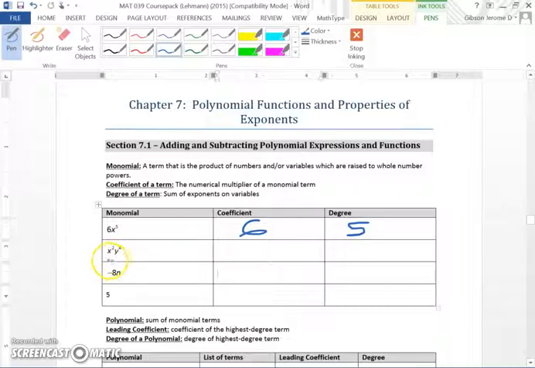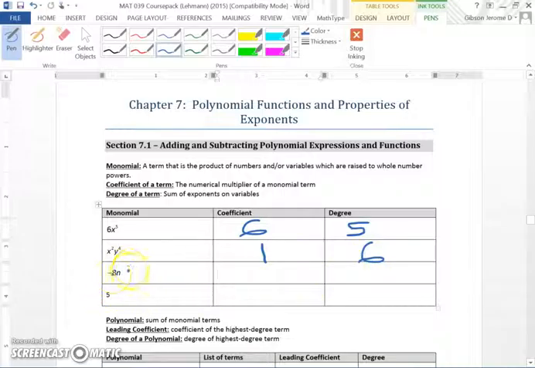Now we go here to the second monomial. We have x squared y to the 4th. Now we don't see a number multiplied to the variables, but we always assume that 1 is multiplied to the variables, and that would be the coefficient. Now we look here at the exponents for the degree. Since this is one term, you add all of the exponents. We have 2 plus 4, so our degree would be 6.